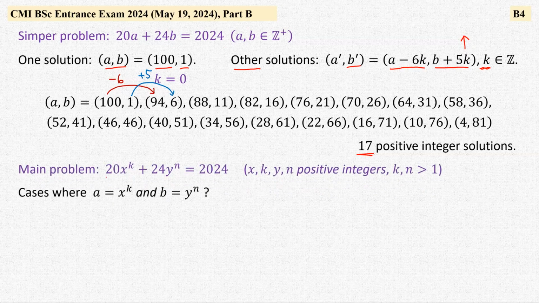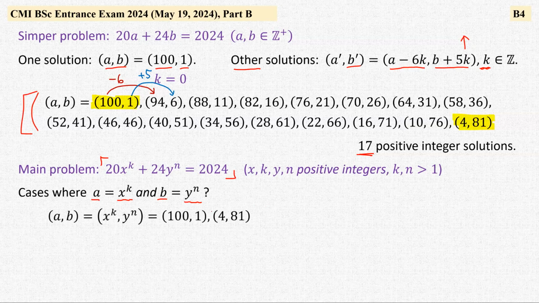As for the next step, which is tackling the originally given problem, in which of these 17 cases can a and b be expressed as a equals x to the power of k and b equals y to the power of n? Well, if you investigate these 17 pairs, you'll notice that only these two pairs are of the form x to the power of k and y to the power of n, 100, 1 and 4, 81.